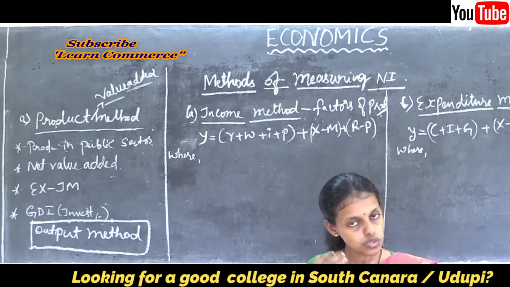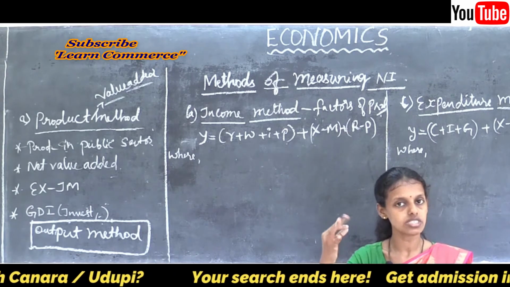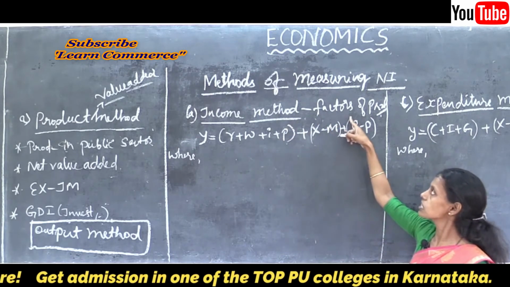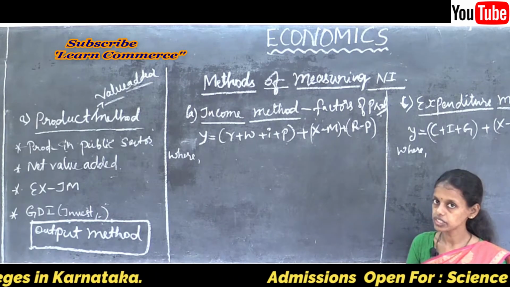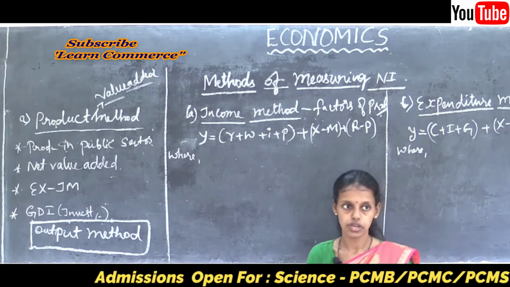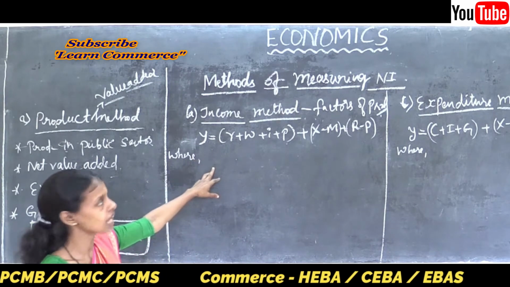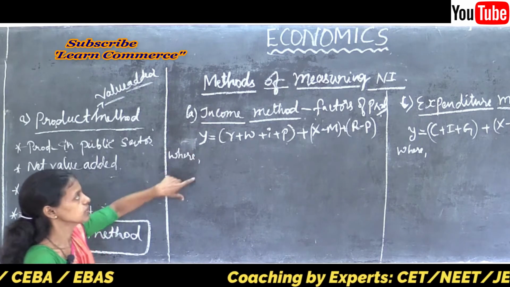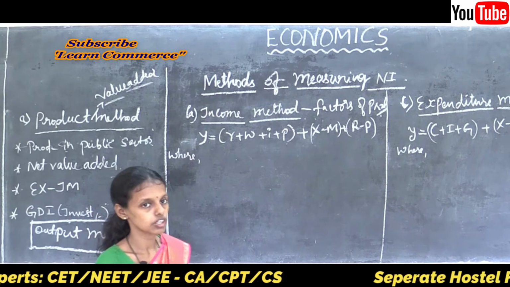For using these factors, rewards are given in the form of factor payments: rent, wages, interest and profit. So the income method includes all the factor payments made to the different factors of production. Let us see through the equation how to calculate national income using the income method. Here income is denoted by Y in economics.